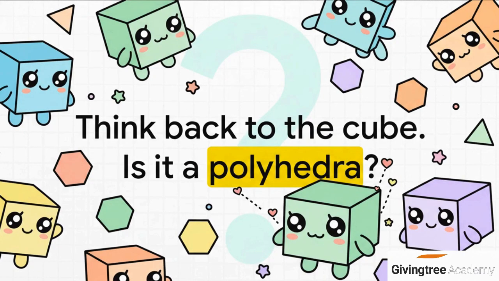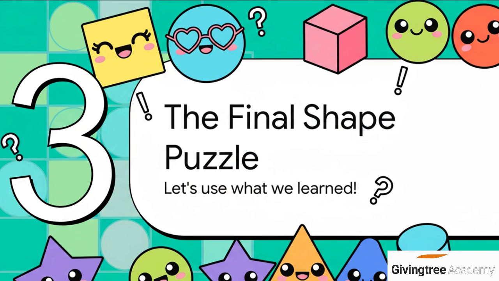So let's try using that new word. Think back to the cube we just saw. Does it have flat sides? Yes, it does. So, is a cube a polyhedra? Yes, it is. You're getting the hang of this. Wow, you've learned so much about flat shapes and solid shapes.